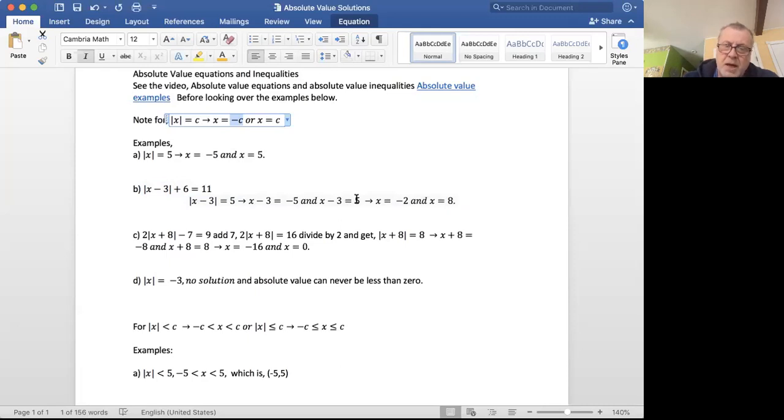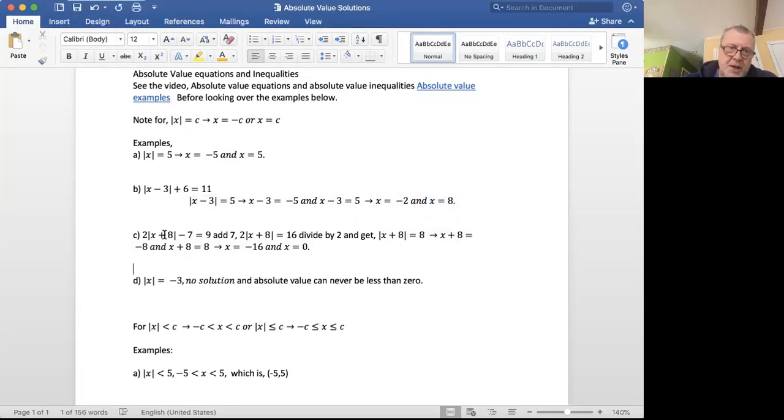To isolate the x, we add 3 to both sides in both equations. When I add 3 to both sides of this equation, I add 3 to the minus 5, giving me x equals minus 2. In this equation, x minus 3 plus 3 just gives me the x, and then 5 plus 3 gives me 8.